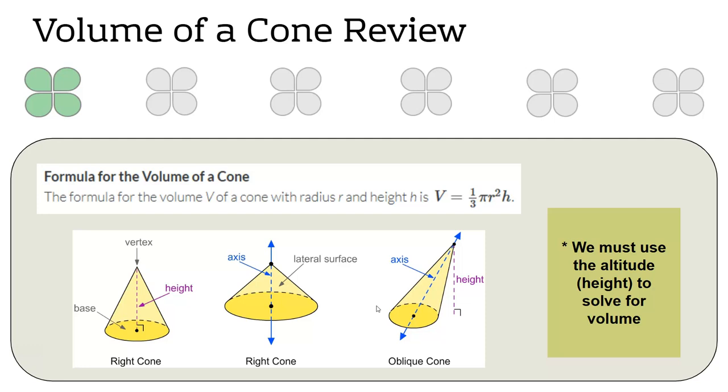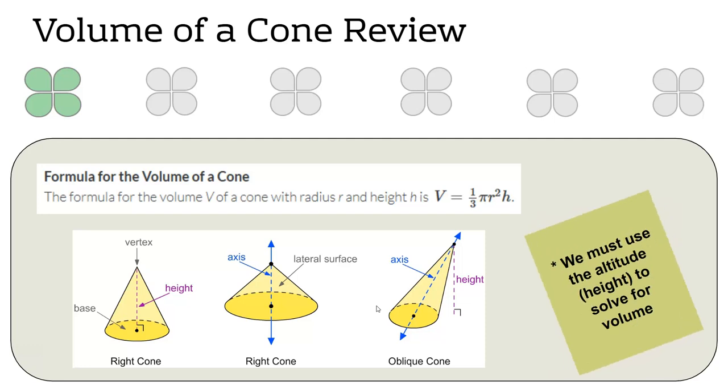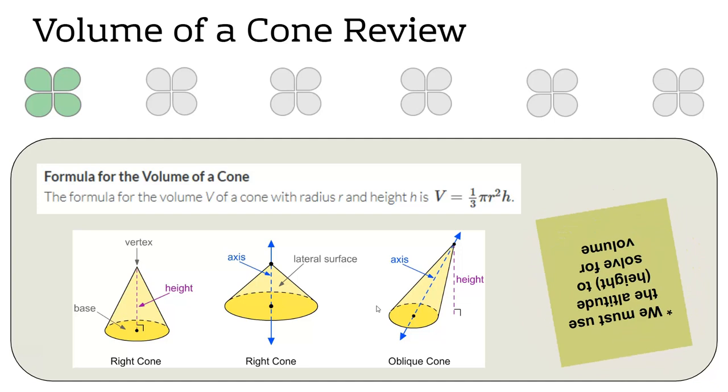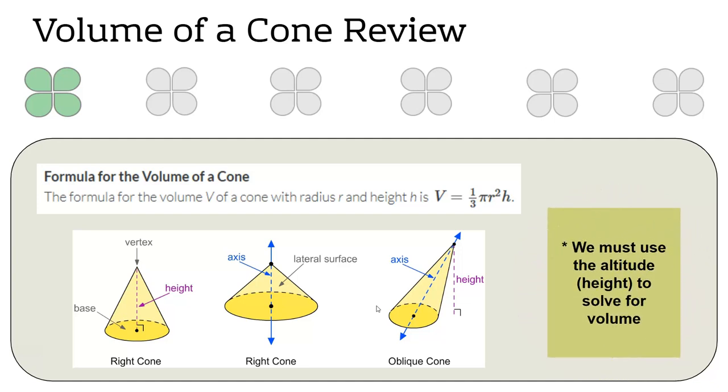The volume of a cone has a formula with radius r and height h. The formula is volume equals 1/3 times pi times radius squared times height. Here you see a right cone and an oblique cone. In these examples, we will be using a right cone. Notice you must use the altitude or height to solve for the volume.